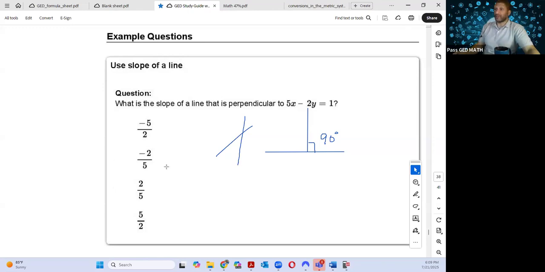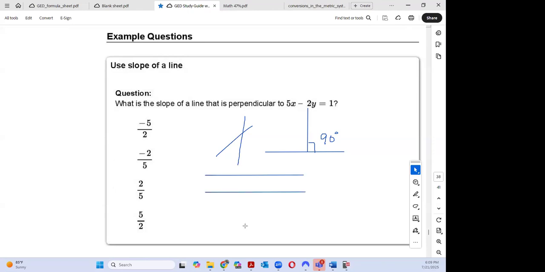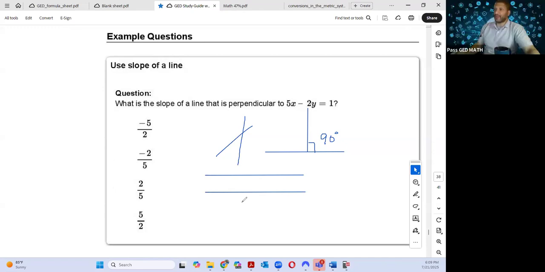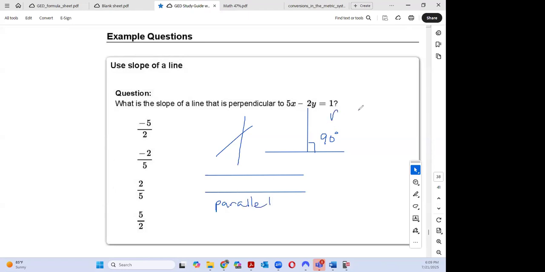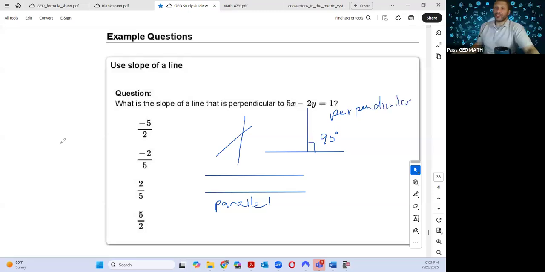Parallel lines are two lines that never cross, that never intersect. That's the important distinction between those two. So these are parallel. These are perpendicular. That's going to be on every standard exam you're ever going to see: GED, college entrance, SAT, you're going to see it.